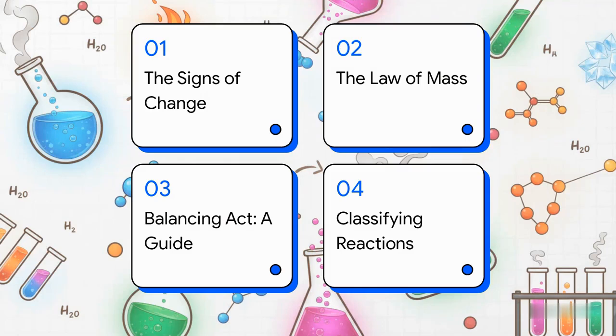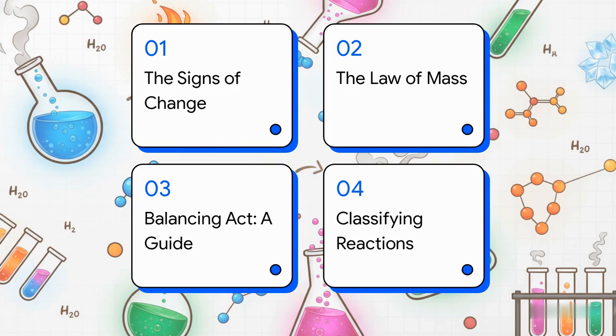Okay, so here's our game plan for today. We're going to start with those signs of change. Then we'll get into the one unbreakable rule that governs all of it. After that, we'll learn how to actually write it all down correctly. And finally, we'll start sorting these reactions into different types of stories.